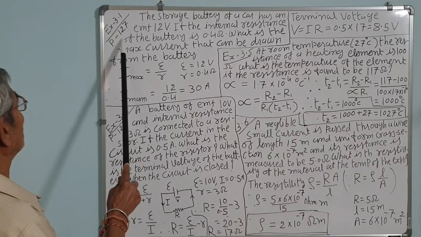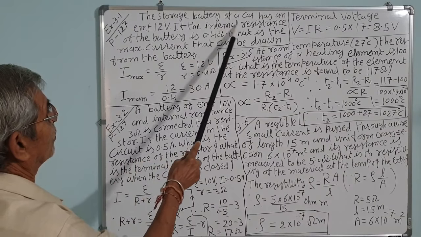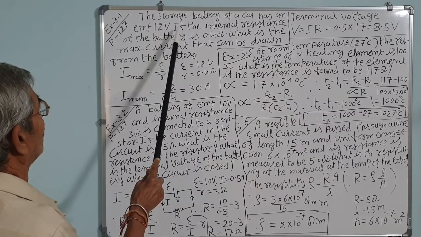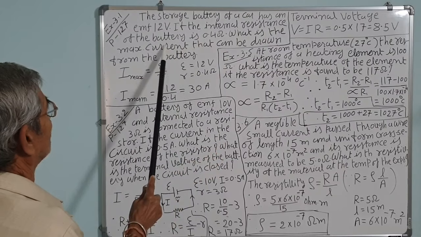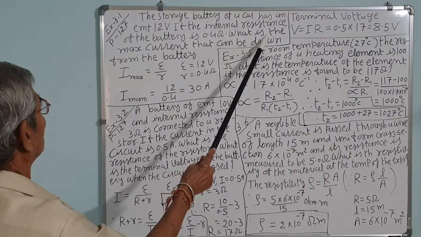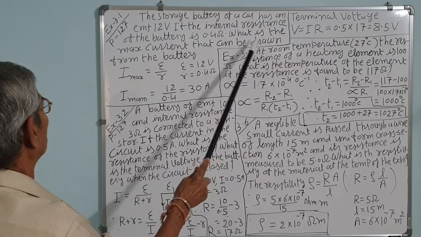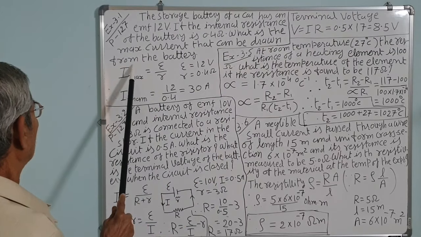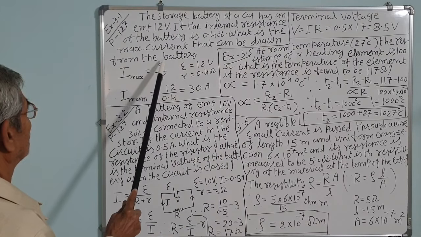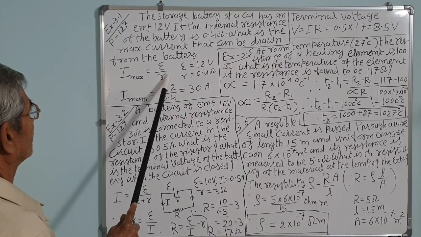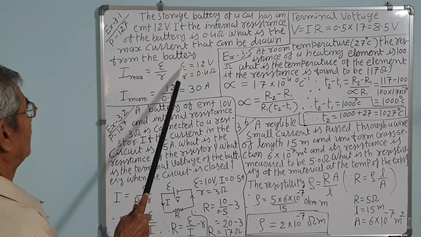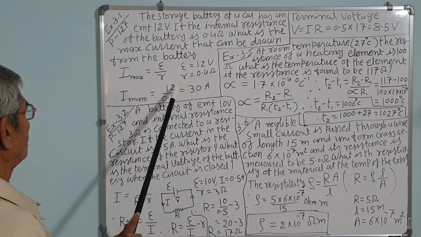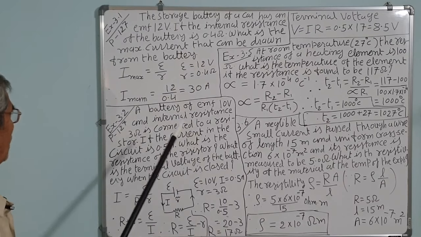Example 3.1 on page number 127. The storage battery of a car has an EMF of 12 volt. If the internal resistance of the battery is 0.4 ohm, what is the maximum current that can be drawn from the battery? The maximum current I maximum is equal to EMF E upon internal resistance. E is 12 volt and R is 0.4, 12 upon 0.4, that is 30 ampere.